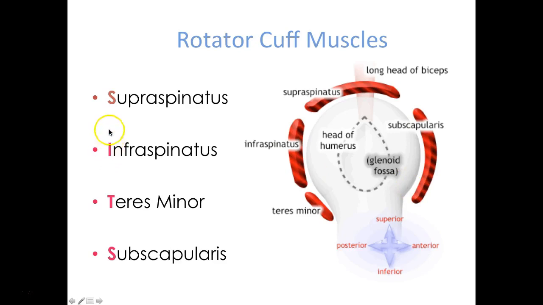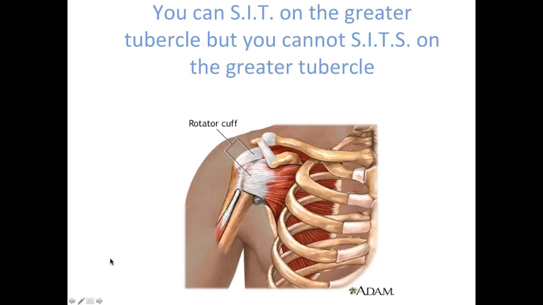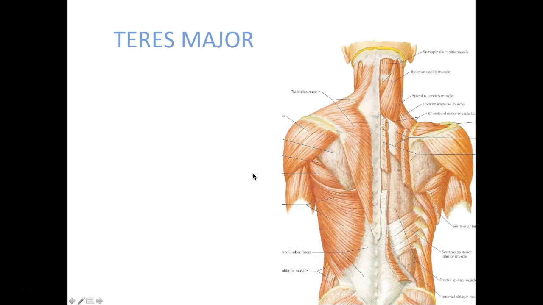So the way we remember your rotator cuff muscles is by the mnemonic SITS. And this goes a little bit further because you can think you can sit on the greater tubercle, but you cannot sit on the greater tubercle. So if we were memorizing insertions, you would know that SIT here, supraspinatus, infraspinatus, and teres minor all insert on the greater tubercle, but the subscapularis does not. It's going to insert onto that lesser tubercle.